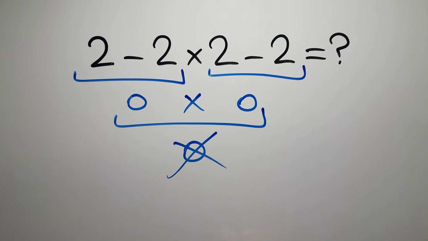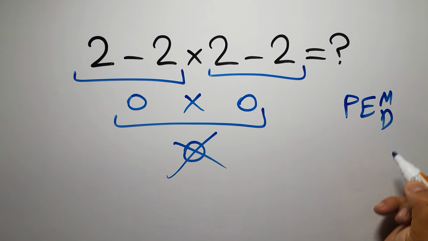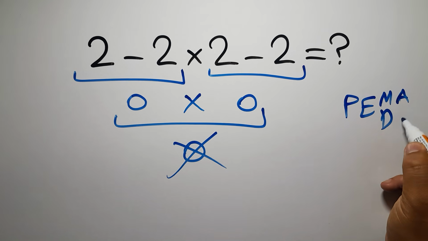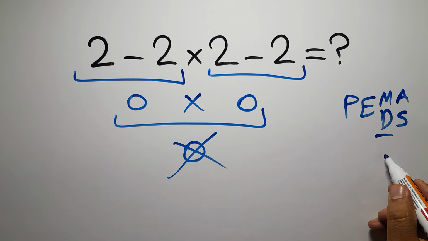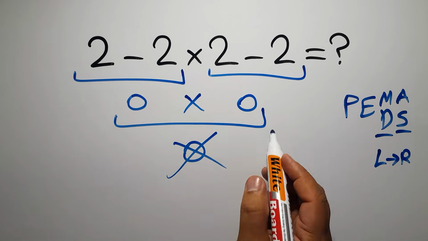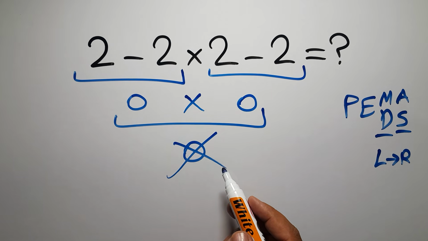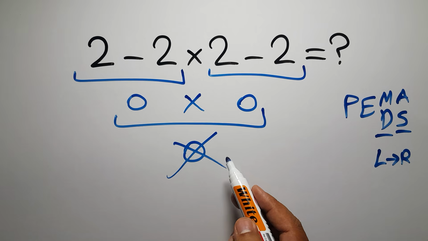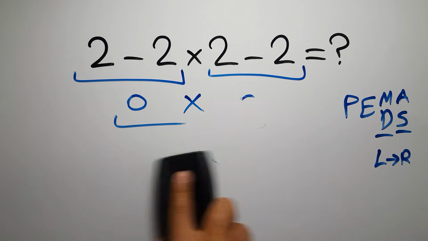Because according to the order of operations, first we have to do parentheses, then exponents, then multiplication or division, and finally addition or subtraction. Remember that multiplication and division have equal priority and you have to work from left to right. And the same applies to addition and subtraction. So here, first we have to do this multiplication, not this subtraction. Okay? So first this multiplication, then this subtraction, and finally this subtraction.